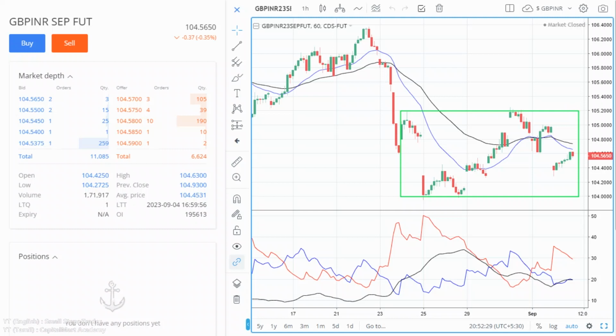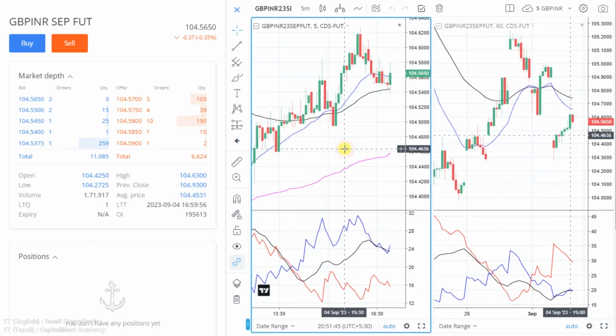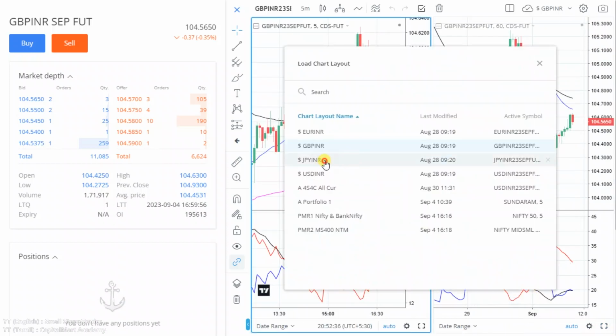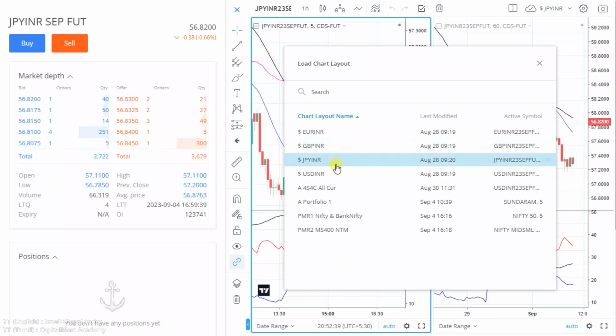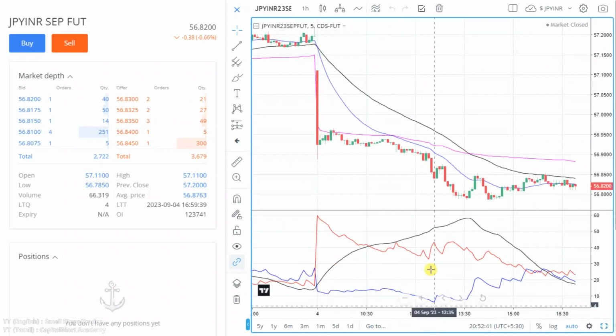So this is about GBP. Now we will see JPY. Previous close 57.20 and open is 57.11. So around 9 paise gap down, and it totally traveled sideways until 11:30. Then again it came down from this position, 92 to some 78. On 15 paise we can say max it came down.